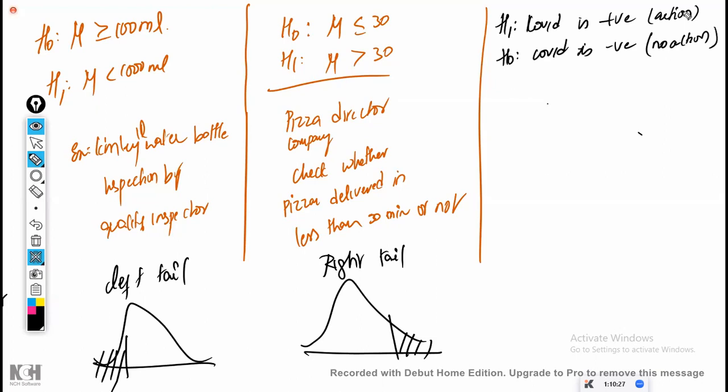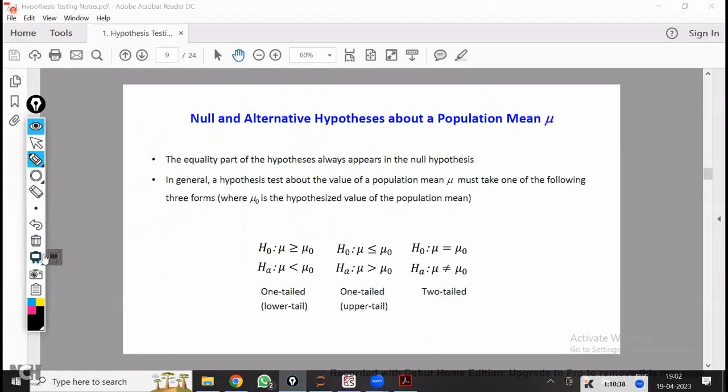Right? So like this, we are going to take multiple examples. Now, is that clear how to formulate the null and alternate hypothesis? Now, can I ask you a question? Can I show you a situation and ask you what the null and alternate hypothesis is?